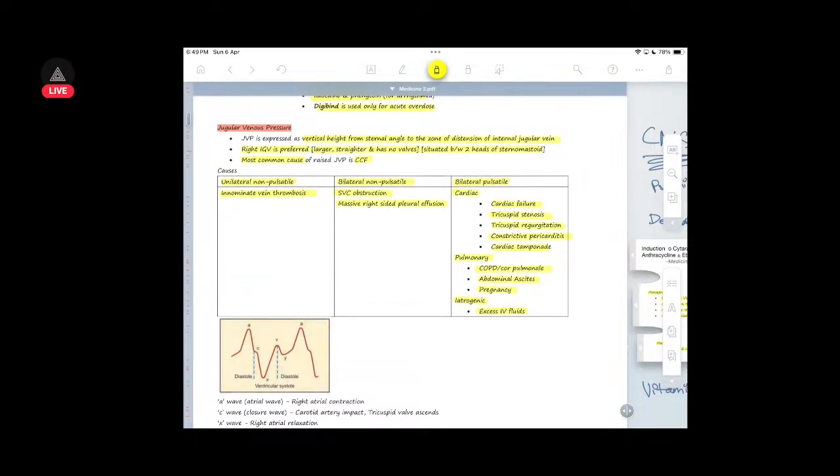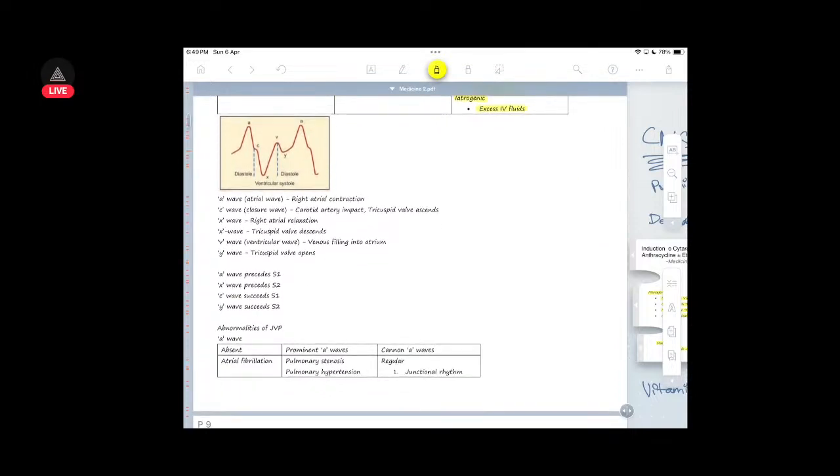Ascites or pulmonary, cardiac failure, tricuspid. Okay, so yeah, A wave, C wave, X wave, V wave, Y wave, again, yeah.